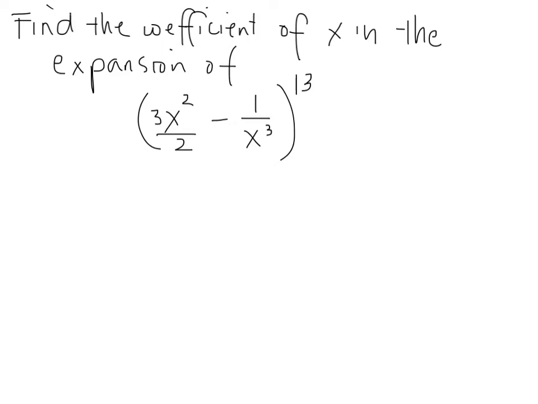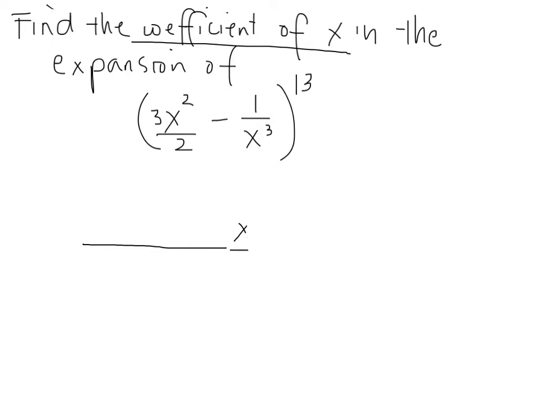Okay, so we want to find the coefficient of x in the expansion of (3x squared over 2 minus 1 over x cubed) raised to 13. The meaning of the question is, when you expand, you will get a term with x, right? The coefficient is the number on the x. For example, 361x, the coefficient is 361. If you want to find it using the full expansion, that will take you some time. What we want is just the term with x. So how do we find that?